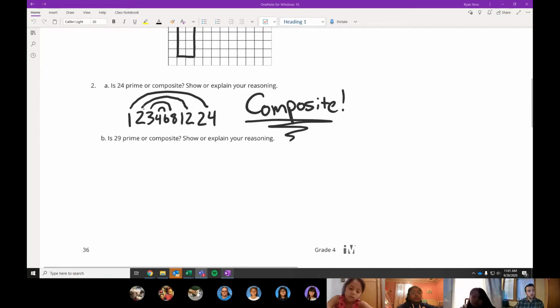Right, because we have more than one. If we only had 1 and 24, it would be prime. But since we have multiple, or 2 or more, it's composite.